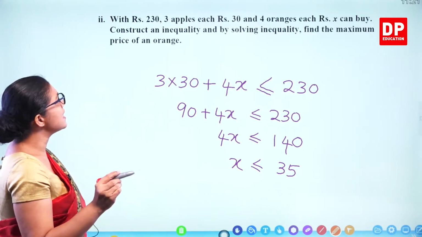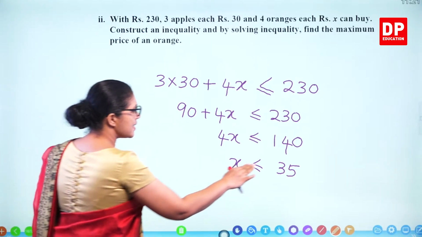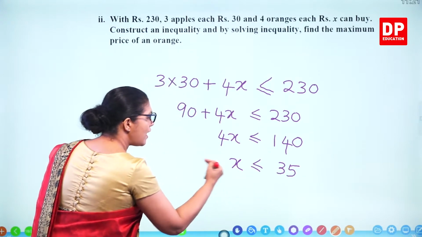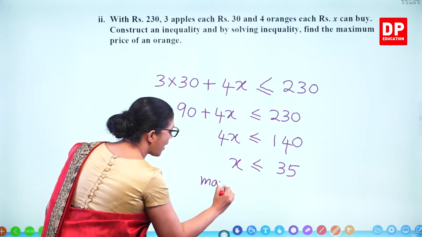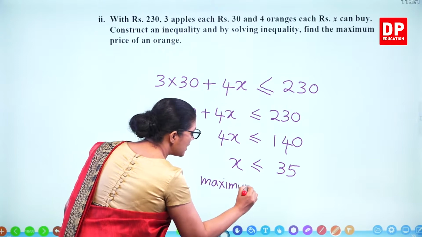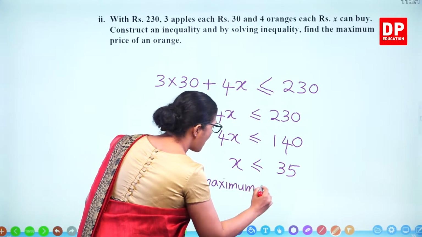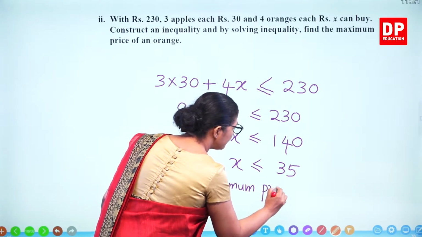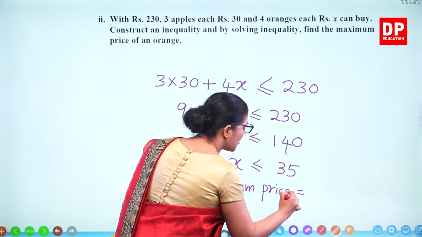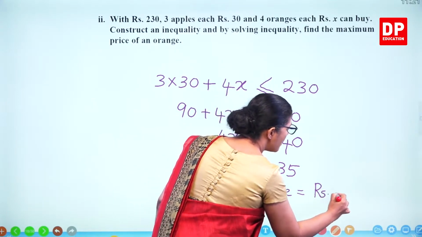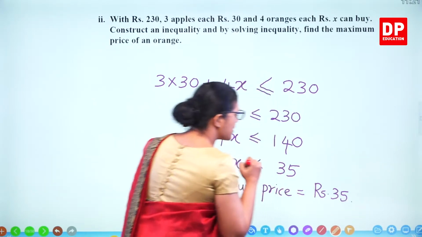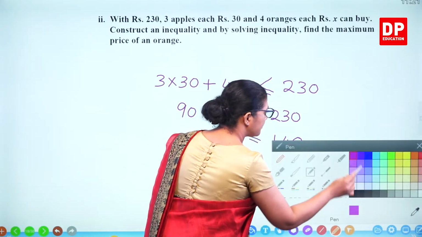So what is the maximum price? This number is 35 or less. So the maximum price of an orange is 35 rupees. Maximum price is 35 rupees.